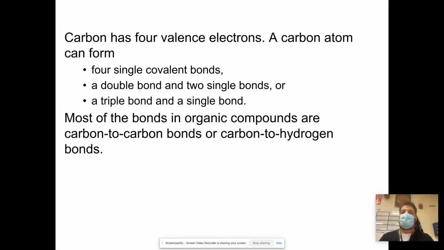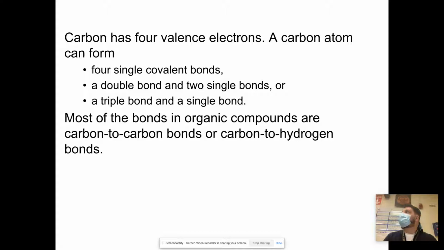Carbon has 4 valence electrons. A carbon atom can form 4 single covalent bonds, a double bond with 2 single bonds, or a triple bond and a single bond. Carbon, because it has 4 valence electrons, is probably one of the more versatile atoms. Now, silicon is in the same group, also has 4 valence electrons, but carbon is the lowest tier, has the lowest number of protons, lowest number of electrons total. So it's very versatile. That's why it's in so much stuff.